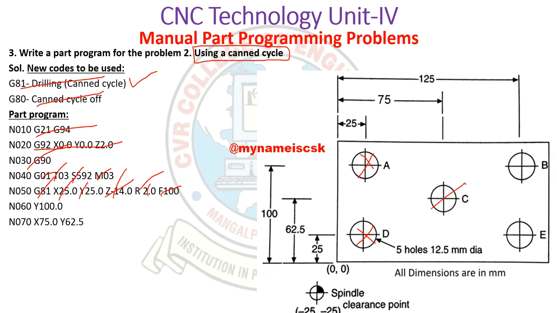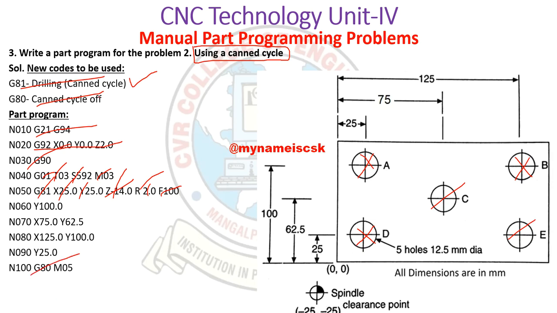Then we have to go to 75 and 62.5 because X changed, Y changed. Here also X changed, Y changed. Then here X is the same for B and E. X is the same, only Y changes, so only Y 25 mm, Y 25 mm we have taken.